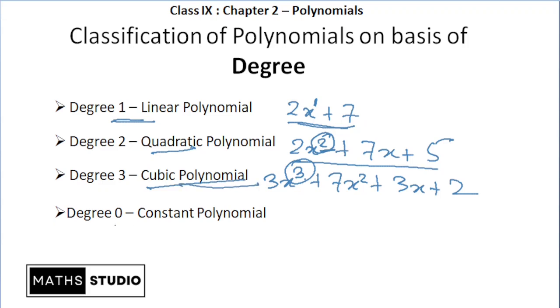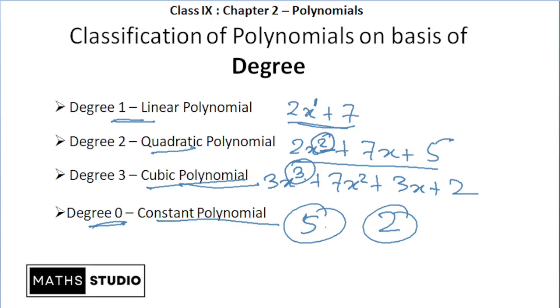So the last one is degree 0. Degree 0 means it's a constant polynomial. For example, if I had written only 5, or 2, what happens in these cases? The degree in this case is x to the power 0 actually. x to the power 0 means 1, so 5 into 1 is 5. So here the variables are not there at all. That's why these kinds of constants are known as constant polynomials.